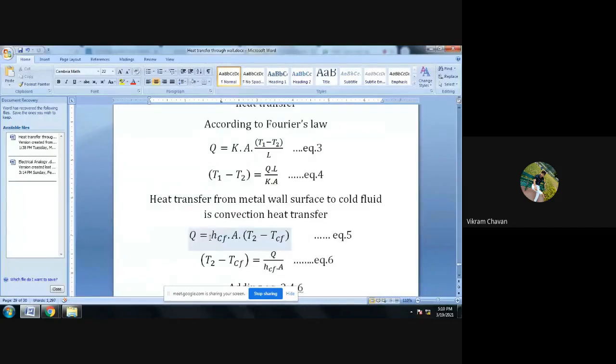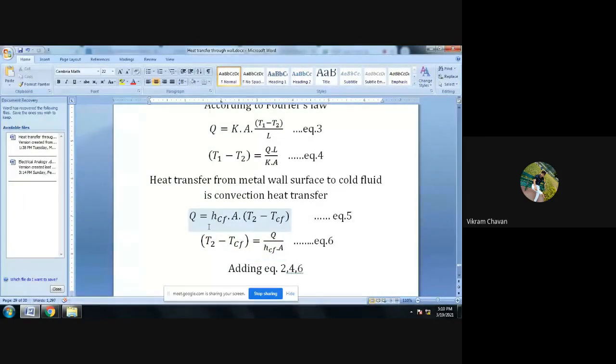Okay, so where did we reach? I think up to this equation number 5 we have reached. So write down this: heat transfer from the metal wall surface to the cold fluid is convection heat transfer. Therefore Q is equal to h suffix cf multiplied by area into bracket T2 minus T suffix cf, bracket complete.